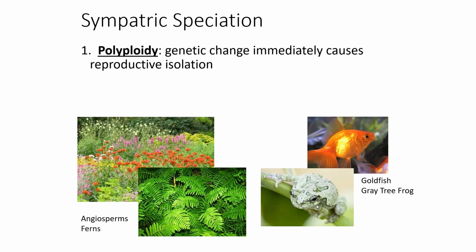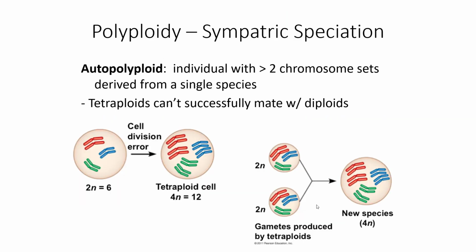Well, in certain angiosperms or ferns, you'll actually see what's called autopolyploidy, where an individual with two chromosome sets is going to be derived from a single species. There's a cell division error in meiosis, and there's going to be a tetraploid cell produced as an offspring. Plants are able to fertilize themselves quite well, and that can form a new species that is then not viable with the original diploid species.